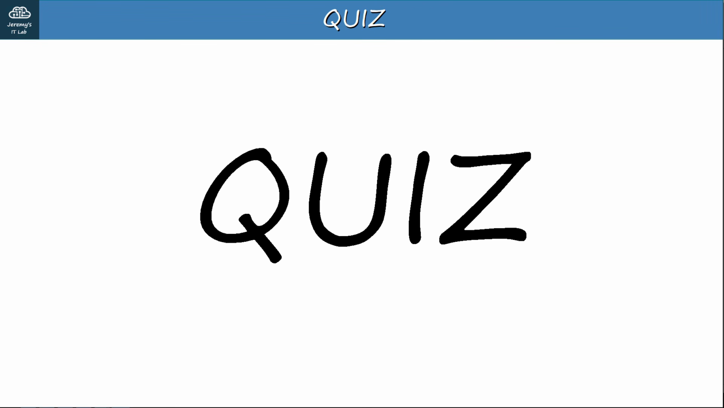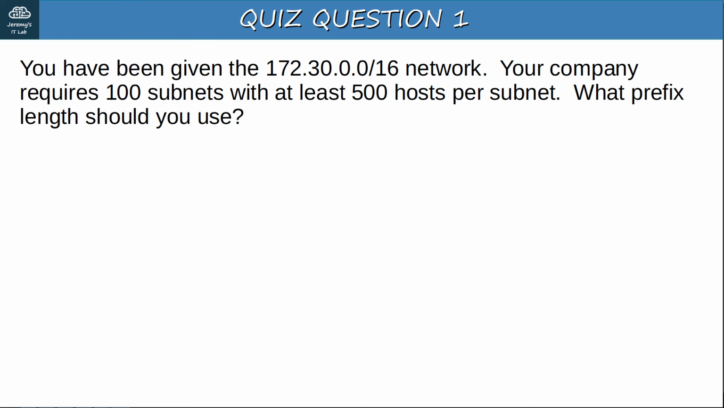Okay, let's move on to today's quiz. I will give you 5 questions following the same pattern as the ones we solved in today's video. Please post your answers in the comment section of this video. I will give the answers and explanations at the beginning of the next video. Let's go to question 1. You have been given the 172.30.0.0/16 network. Your company requires 100 subnets with at least 500 hosts per subnet. What prefix length should you use? Pause the video to find the answer.